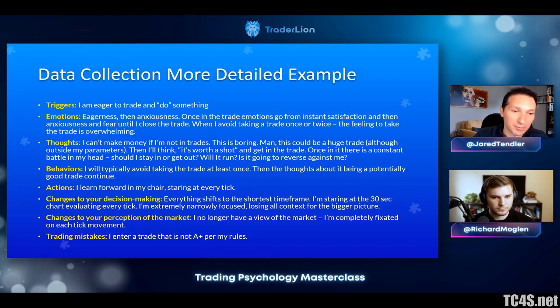So what are the thoughts that are coming up around this cocktail of stuff here? I can't make money if I'm not in trades. This is boring. Man, this could be a huge trade, although I'm outside my parameters. Then I'll think, wow, it's worth a shot and get into the trade. Once in, right, there's a constant battle in my head. Should I stay in or get out? Will it run? Is it going to reverse against me? All of this stuff is gold, right? This is the stuff that you want to be capturing, right?